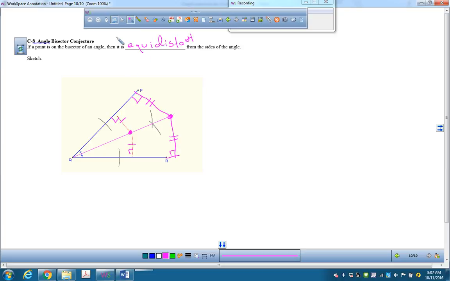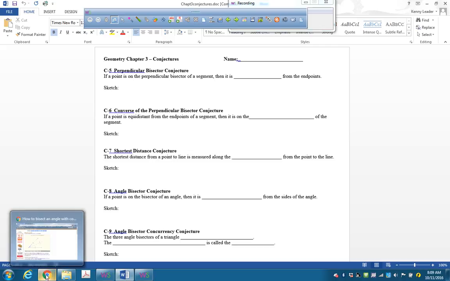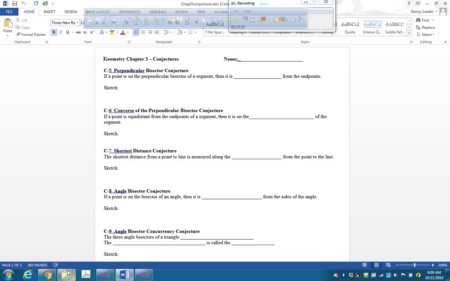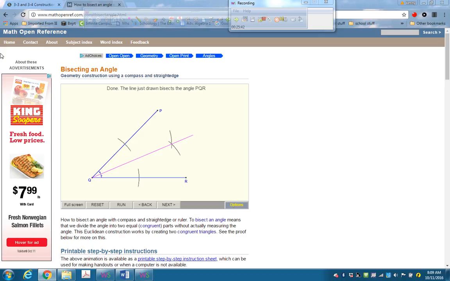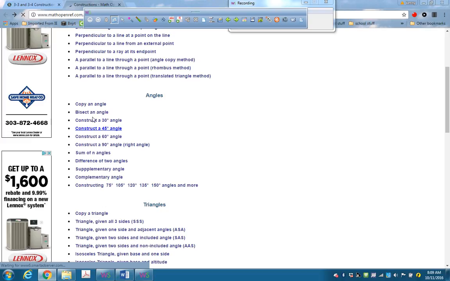And so then, what's nice about this angle bisector is that now you can construct a 30-degree angle, a 45-degree angle, a 60-degree angle, a 90-degree angle. Can anyone tell me how I might construct a 30-degree angle? What would I have to know how to do if I'm constructing a 30-degree angle?